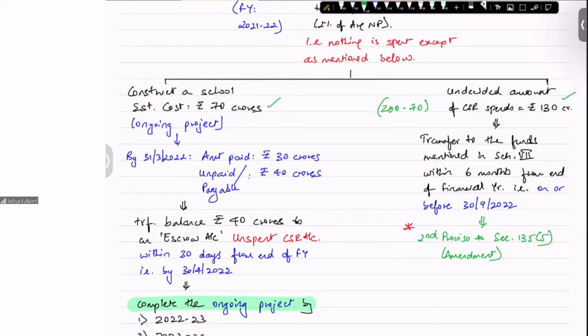And in this school, you have already paid an amount of 30 crores. So we call this an ongoing project. The school is an ongoing project of the company. Okay, so are you clear about the facts right now?